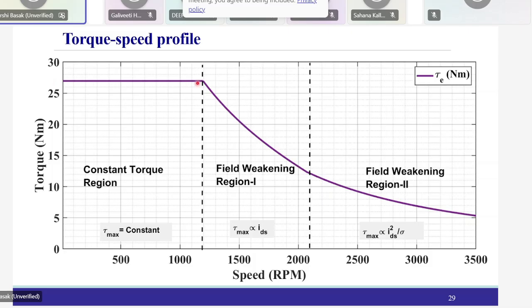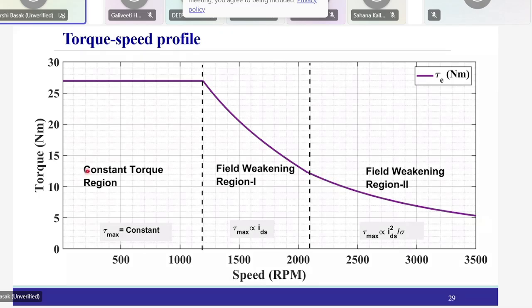This is the constant torque region. After that, you have field weakening region 1. Then you have field weakening region 2, where the torque goes down even further.